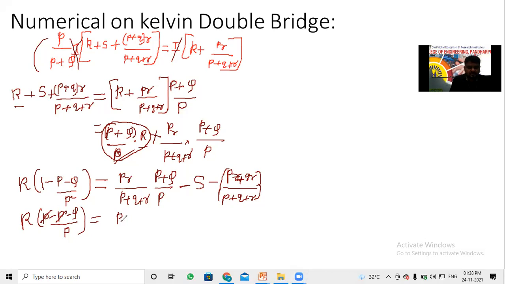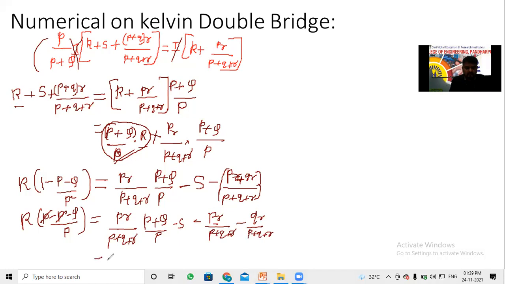Still so much place is there. So this is PR into (P plus Q plus R) into (P plus Q) divided by P, minus S. Now I will split this term into minus PR (P plus Q plus R) minus QR (P plus Q plus R). You can write it like this. So here minus PR plus PR term is there. We can take this term as common and take it outside.